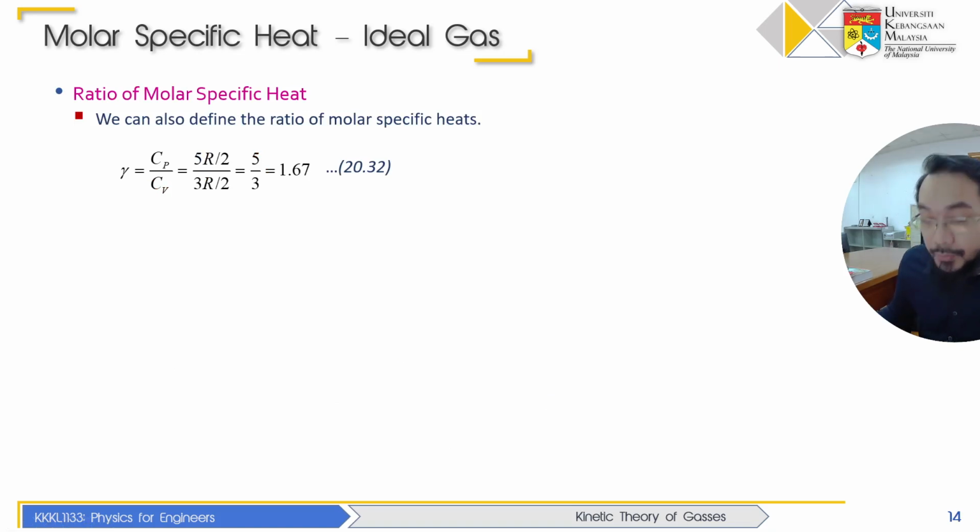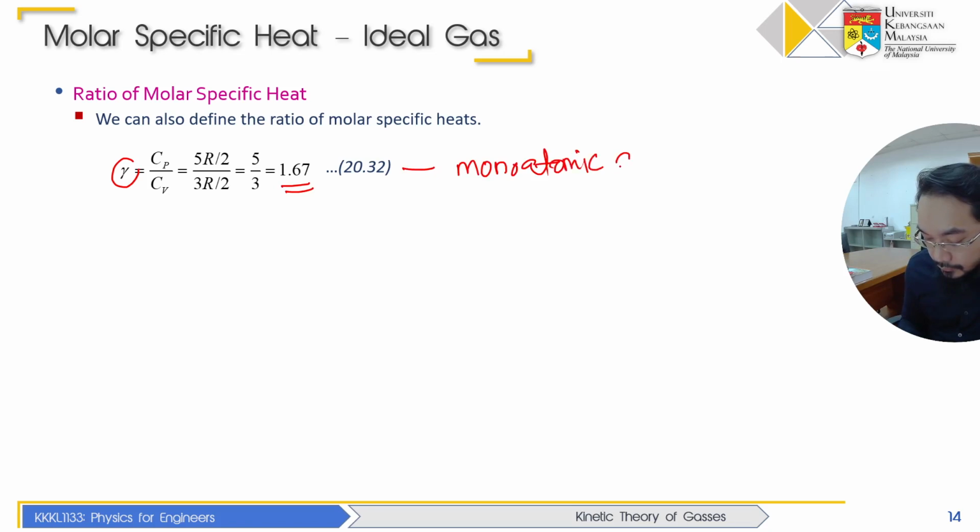Knowing C_p and C_v, we can have another parameter, which is the ratio of molar specific heats, gamma. We define gamma as C_p over C_v. We know that C_p is 5/2 R_U and C_v is 3/2 R_U, so the value is simply 1.67 for a monoatomic ideal gas.